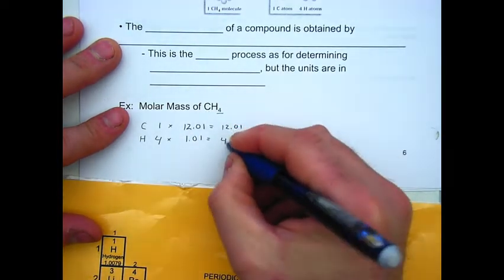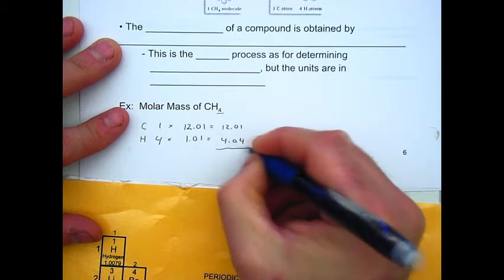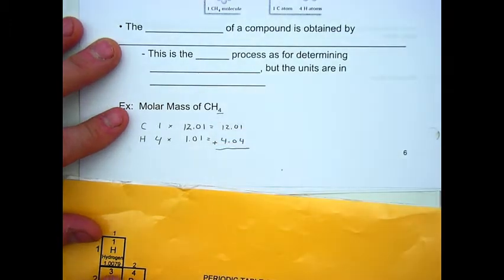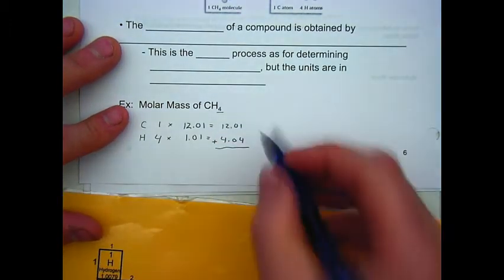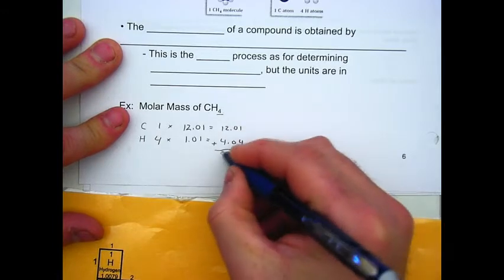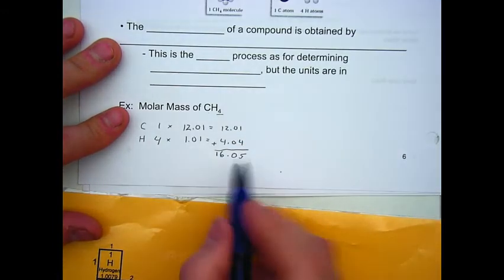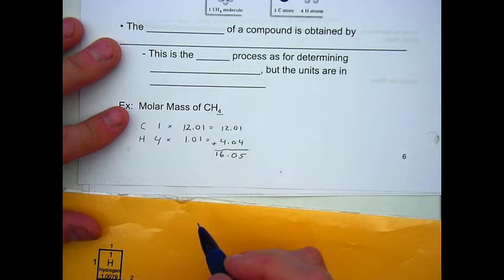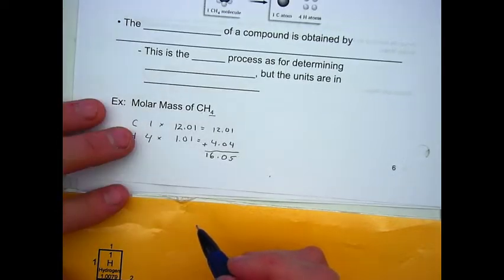4 times that is 4.04. And then the last step is simply to add it up. Here we have 12.01 plus 4.04, so the molar mass would be considered 16.05.